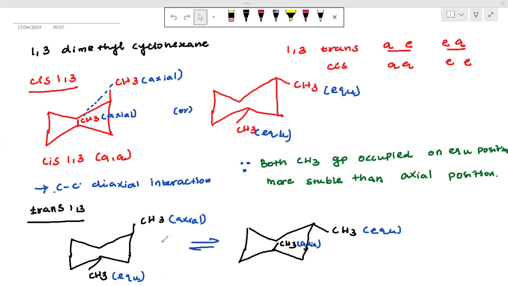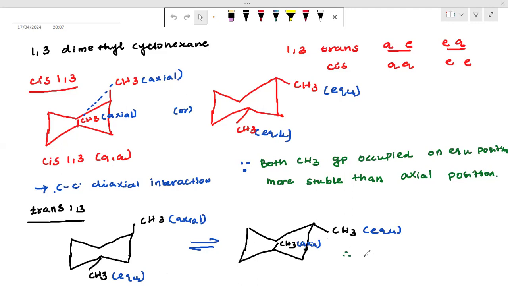As we already said, one group in axial and one group in equatorial, almost equally populated. So we can't tell which one is more stable. So for the final conclusion, write it in the highlighted points.